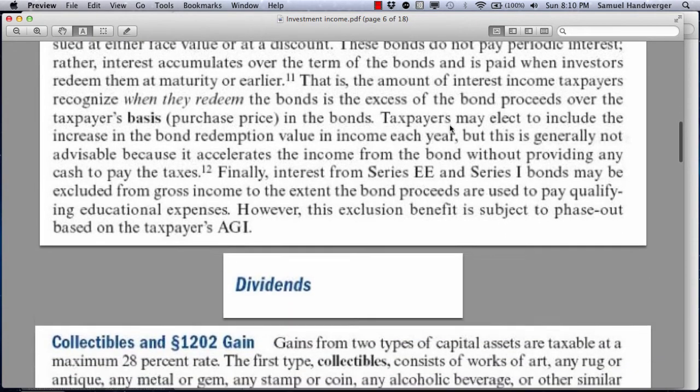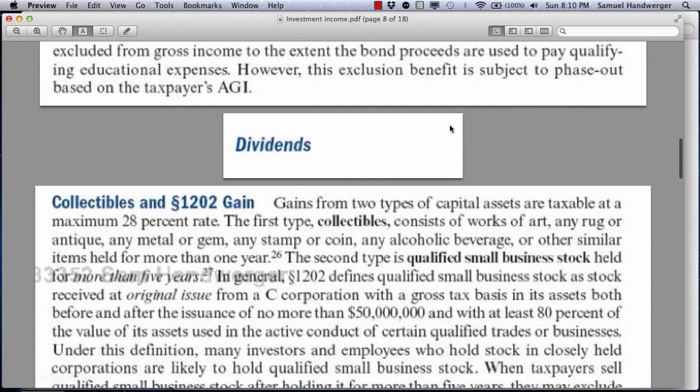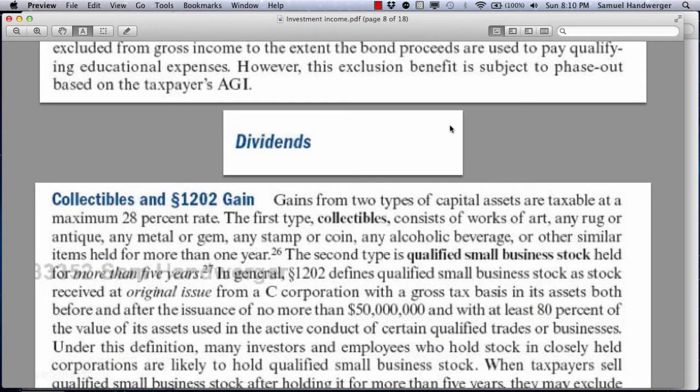Okay, when it comes to dividends, the thing to remember there is that dividends are, by and large, subject to capital gain rate tax if they qualify.